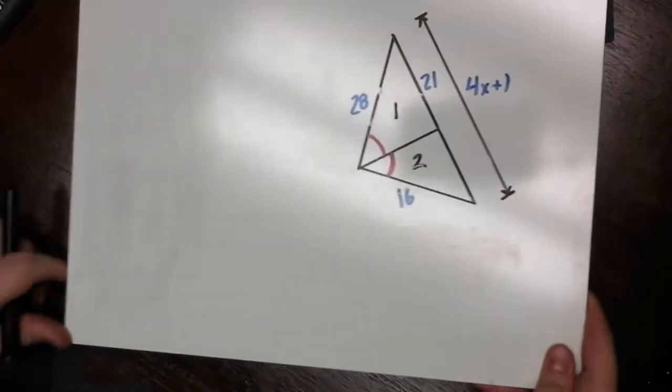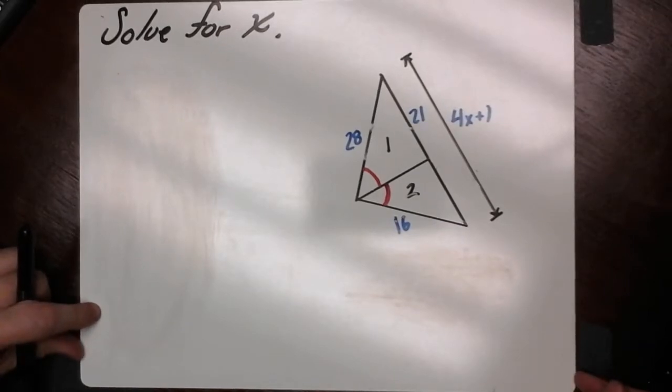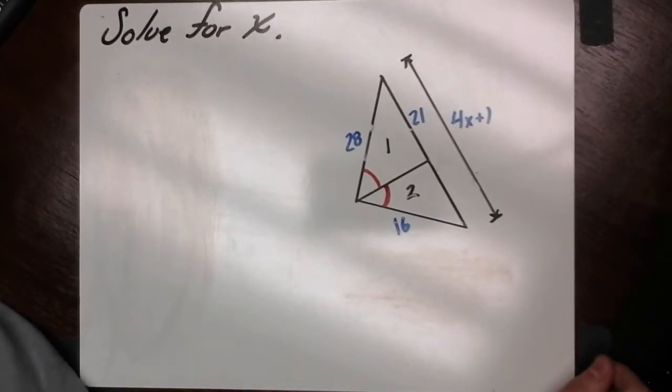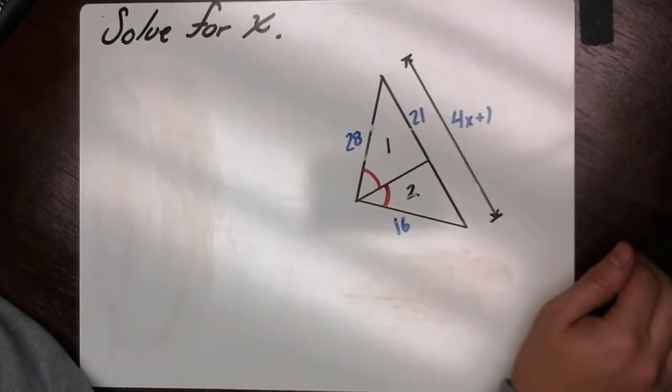Alright, next example, which is going to be this one. I kind of didn't organize my whiteboards that well this time. Alright, same gig here. This time I pre-numbered them 1 and 2.